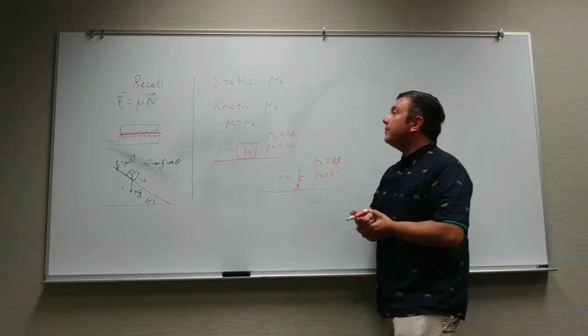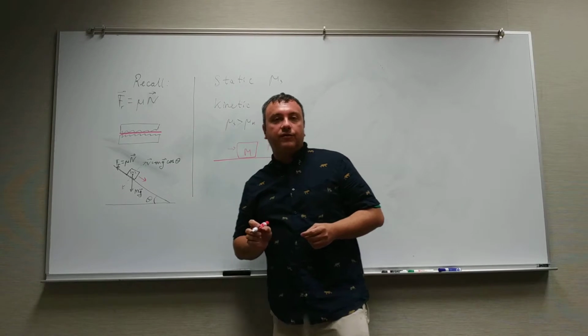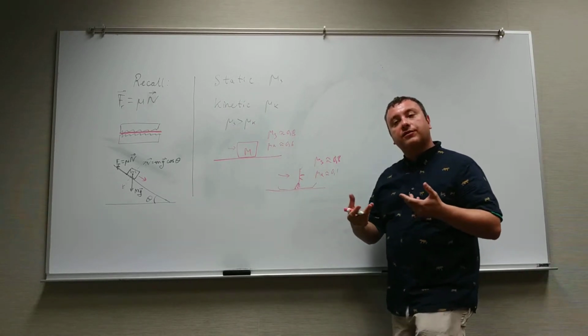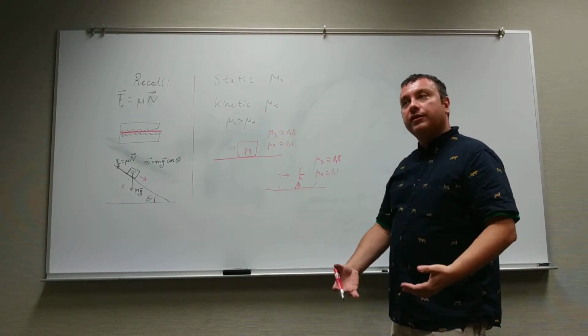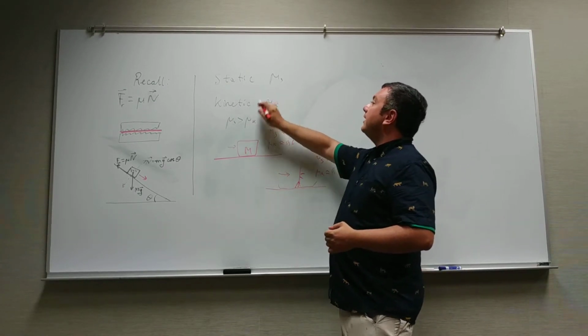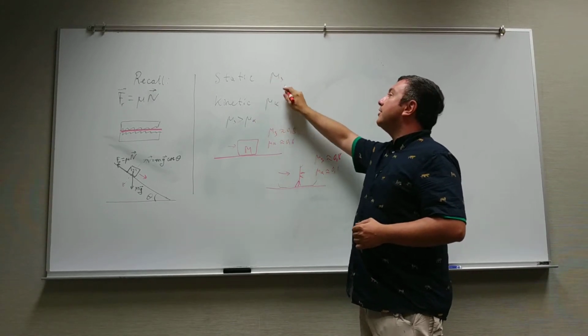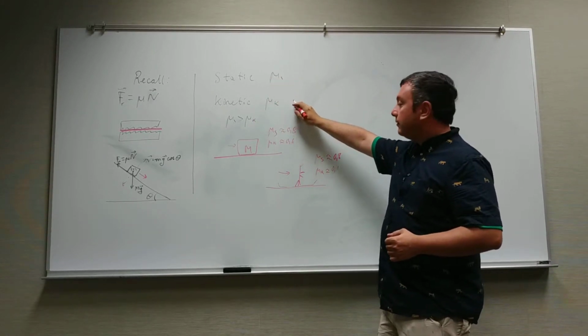Let's quickly recap. We have friction. Friction is the friction coefficient times the normal force, which is the reaction force of the support. It keeps us from falling through the support that we have. There are two types. There is a static and a kinetic friction. Static coefficient is usually larger than the kinetic one.